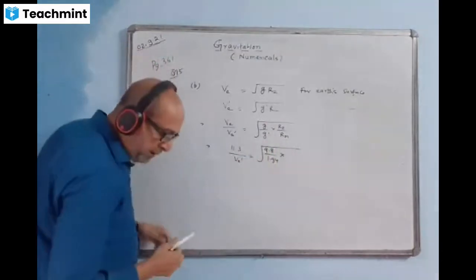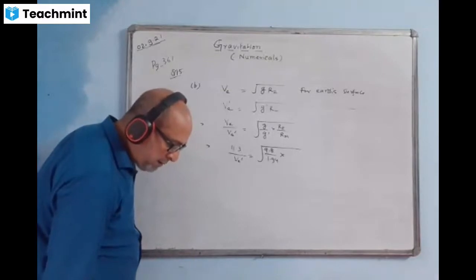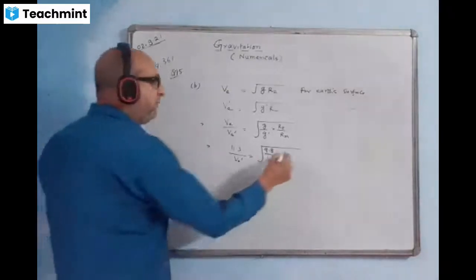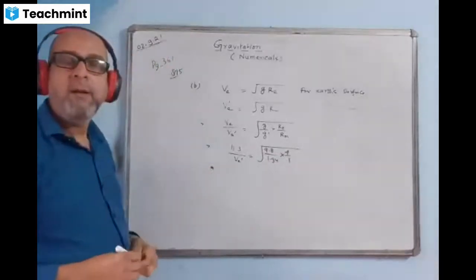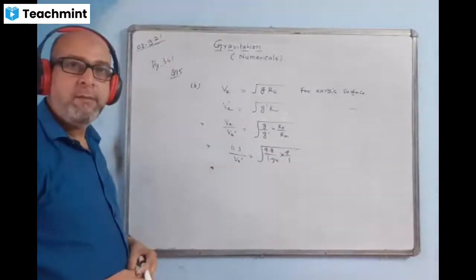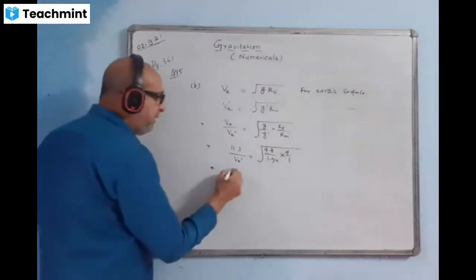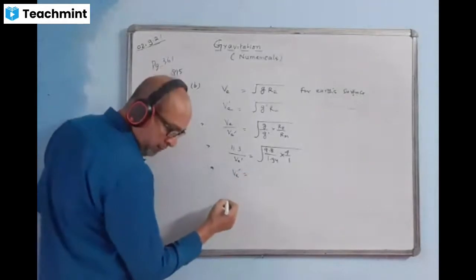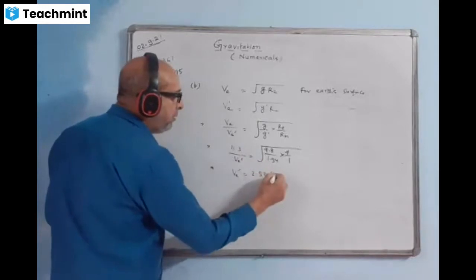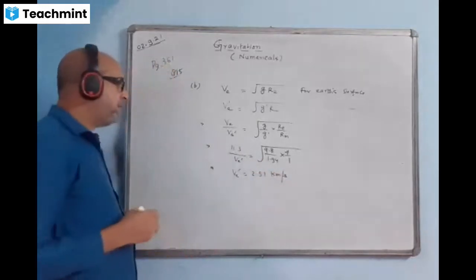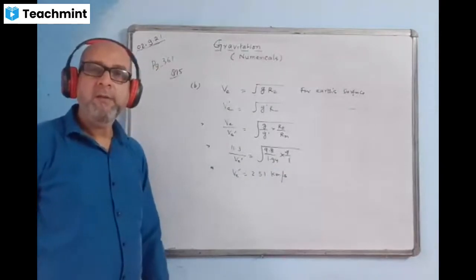R E and R M, the radius of the Earth and the radius of the Moon. They are saying the ratio, and I know the Earth radius to Moon radius is 4 by 1. Very good, 4 by 1. Now get the answer. Calculate, and you will get the answer coming. V E dash, as per the answer in the book, I will write 2.51, same unit, kilometer per second. 2.51, that's the answer.